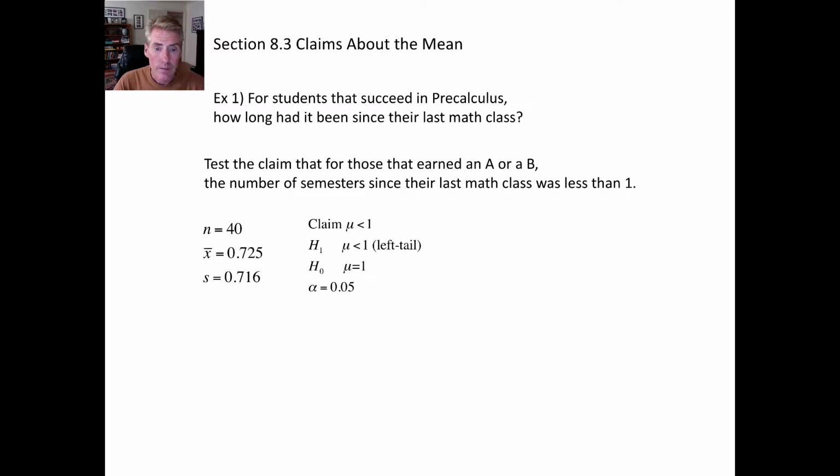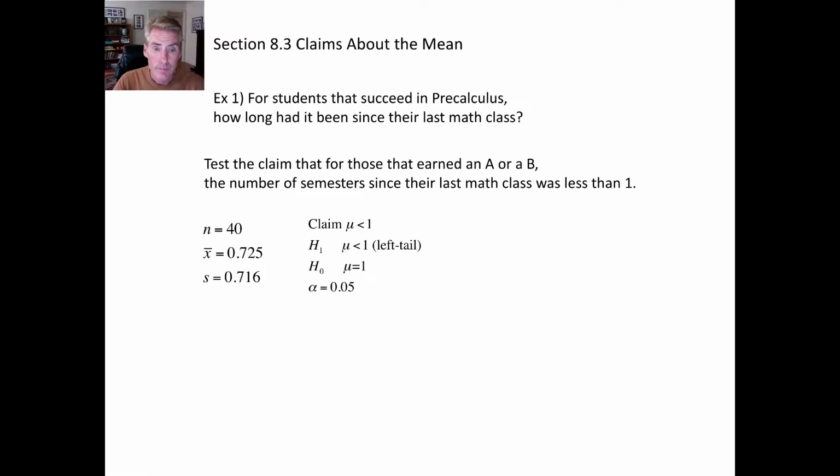Next, the claim. So since it's about the mean, that means we've got mu, in this case, less than 1. And when the claim has a less than, H1 can be the exact same thing. If the claim has any type of equals, H1 has to be the opposite. But with less than, it can stay less than. And then that tells us when we draw the picture, it's going to be a left-tailed test. H sub 0 ignores what everybody else does, says, you know what, I'm just going to put equals no matter what.